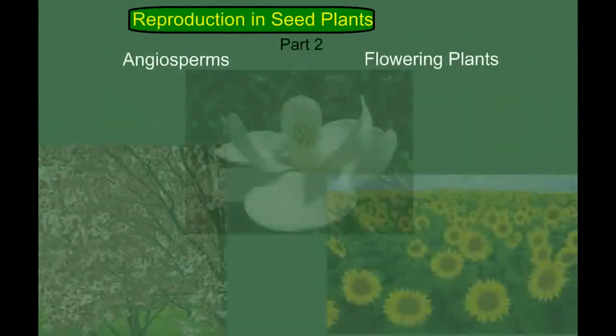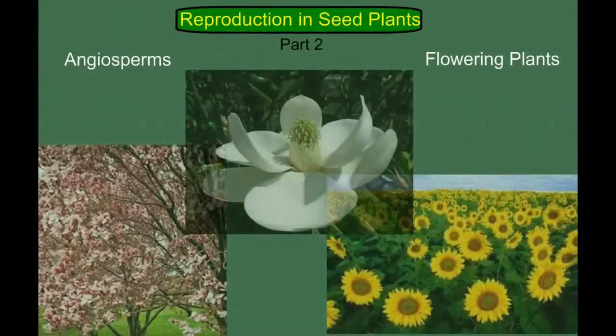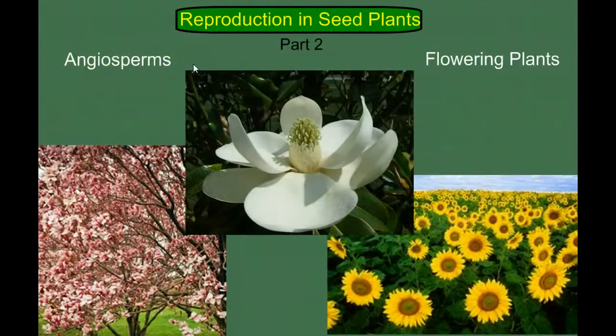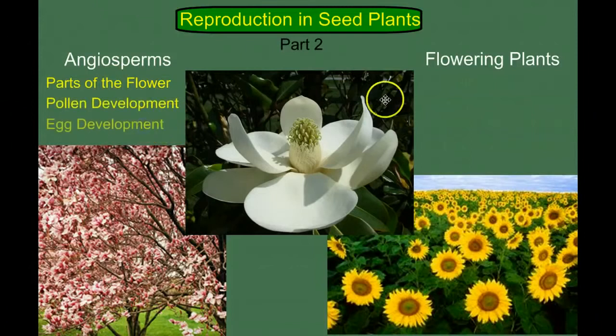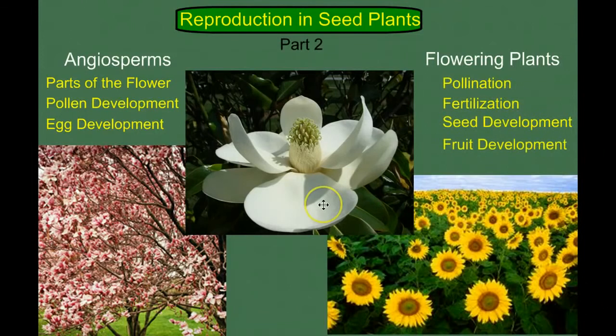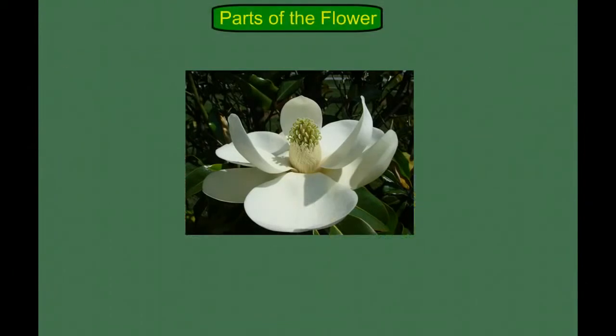Welcome back to our series on plant diversity and evolution. This is part 2 in our section on reproduction in seed plants. We'll look at the angiosperms, the flowering plants. In this video, we'll look at the parts of the flower, pollen development, egg development, pollination, fertilization, seed development, and finally fruit development. So let's get to it. We'll start with parts of the flower.